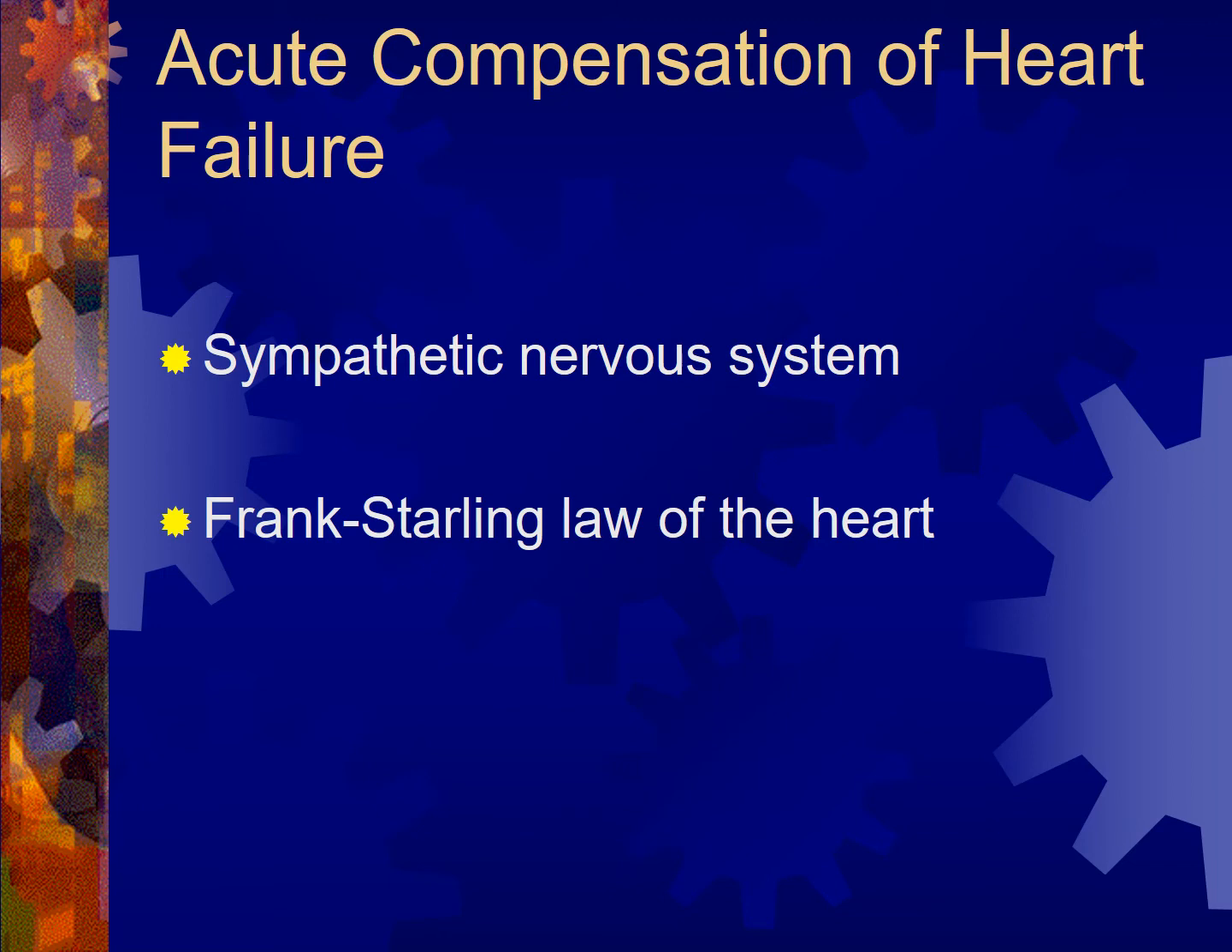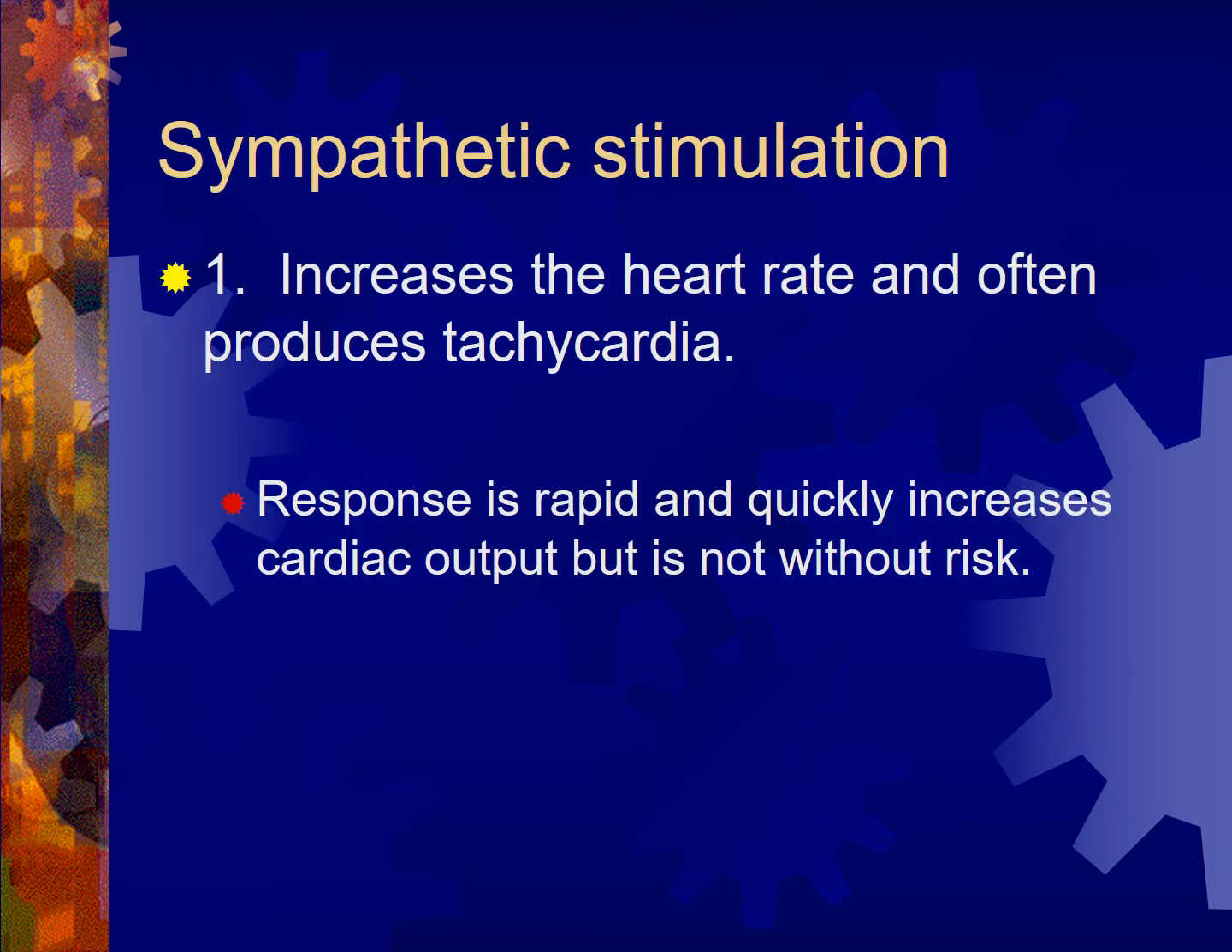I'm going to let you go ahead and read this, the acute compensation of heart failure, where you've got the sympathetic nervous system involved, and if you don't know too much about the Frank-Starling law of the heart, then you may need to review that just for your own knowledge. But you see here you've got sympathetic stimulation, which increases the heart rate and often produces tachycardia. And just because you have a high heart rate, it increases the muscle, because over time it strengthens and causes an increase in muscle mass. So we've got to watch out for people who have chronic tachycardia.